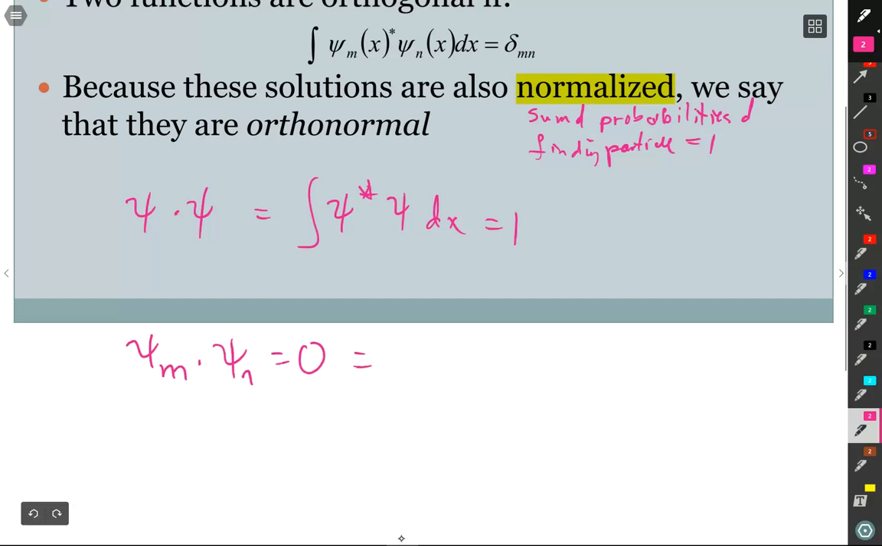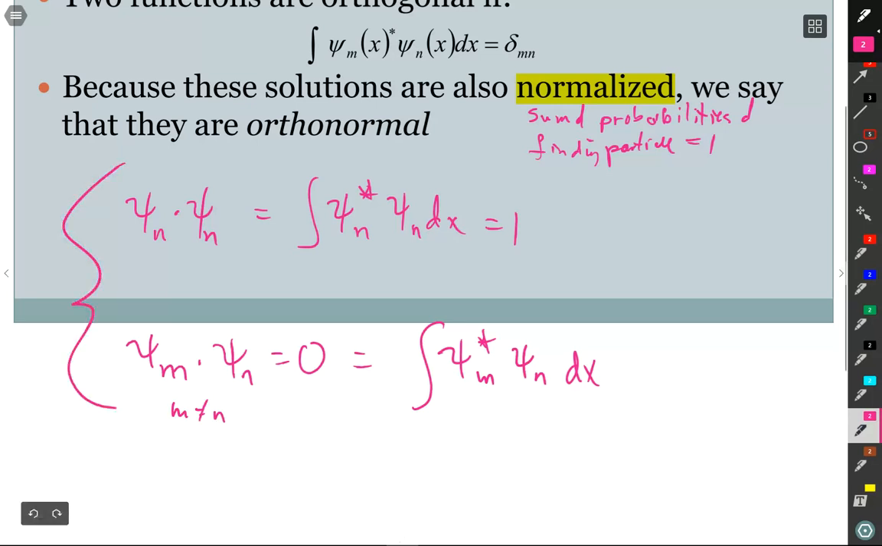And so the way we do that is we do an integral of psi sub m, and once again that star, because they're actually complex values often, times psi sub n dx. So note that this one here, I really should have put n and n doing the same one. So psi n dot psi n has to be 1, and psi m dot psi n has to be 0 if m is not equal to n.